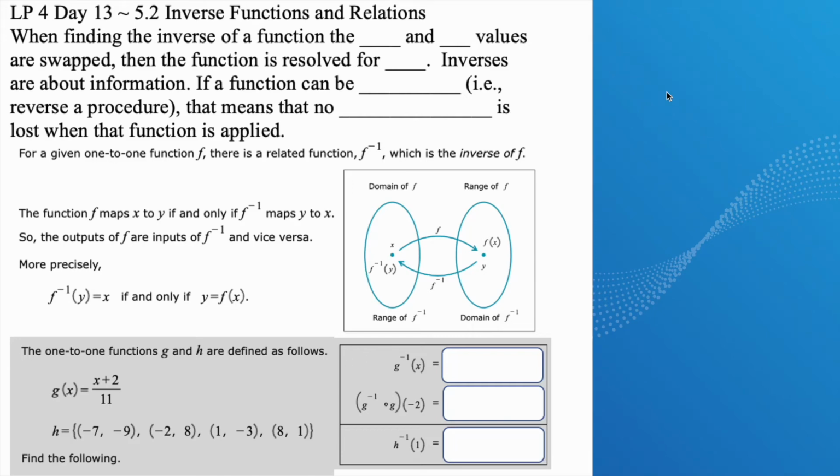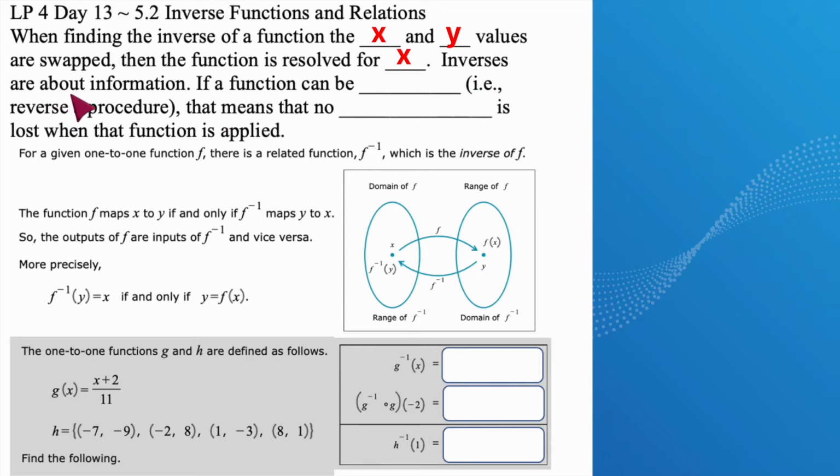Okay, so we are going to take a look at function inverses again, but this time we're going to look at how to find an inverse. The previous video labeled function inverses was checking to see if two functions were inverses of each other. Now this process is how you actually go through and find an inverse given one function. So to find the inverse of a function, the x and y values are swapped. Then the function is resolved for x.